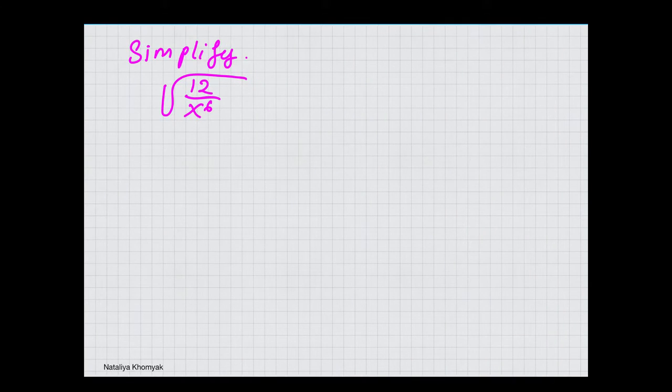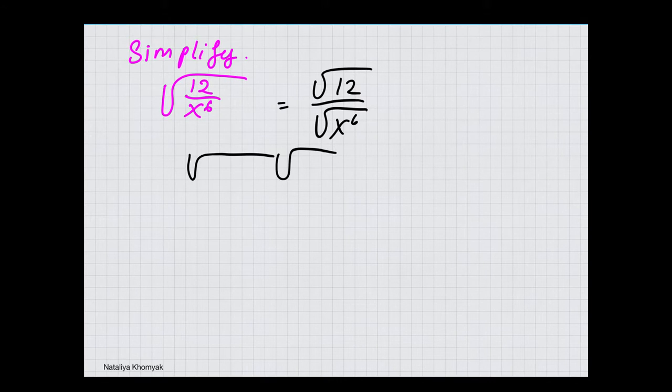Here we have square root of 12 over x to the 6. Now these two do not reduce, so I'm going to simplify them separately. We have radical 12 over radical x to the 6. Radical 12 can be rewritten as 4 times 3 over x to the 6. This is a second power root, so over 2.